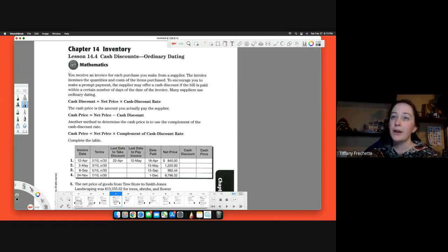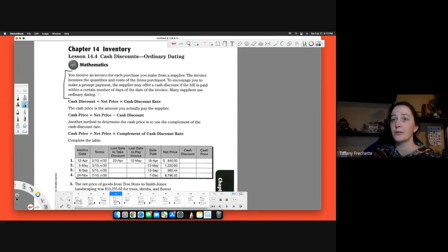All right, so this top part is just the summary here. You receive an invoice for each purchase you make from a supplier. The invoice itemizes the quantities and costs of the items purchased. To encourage you to make a prompt payment, the supplier may offer a discount if the bill is paid within a certain number of days of the date of the invoice. Many suppliers use ordinary dating.